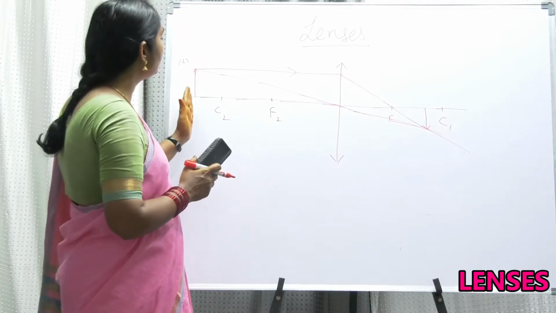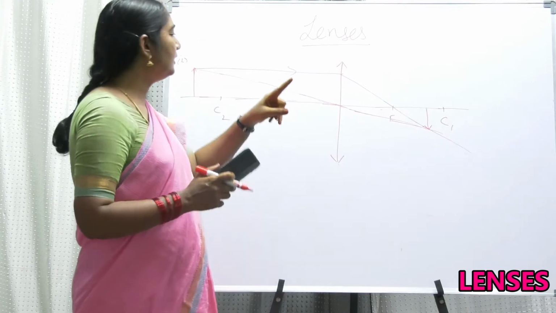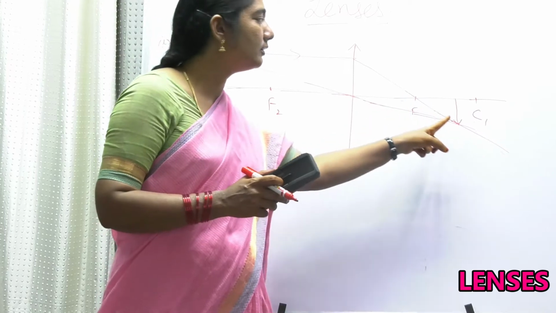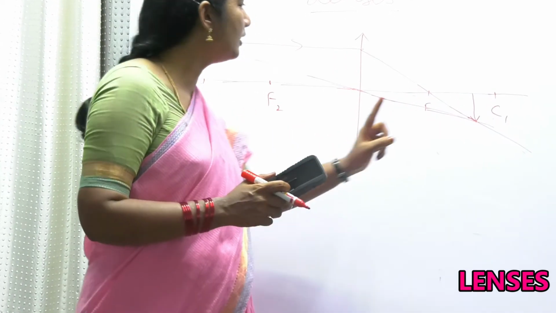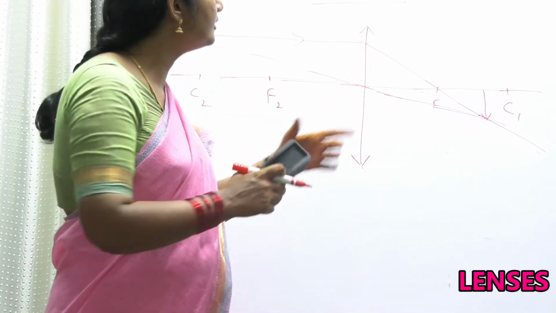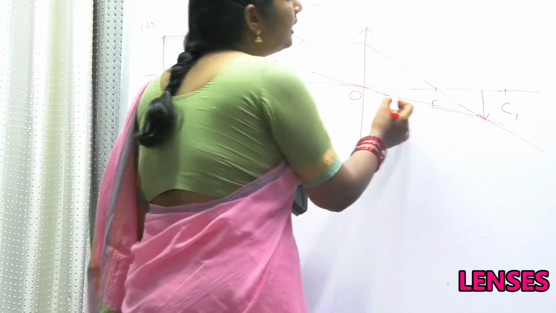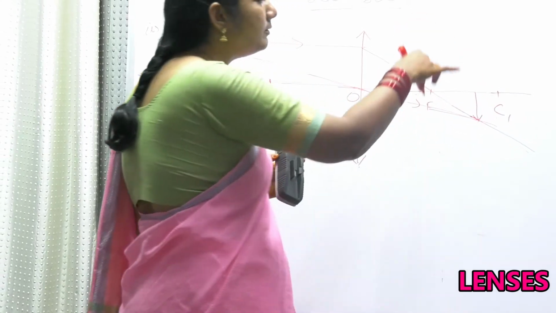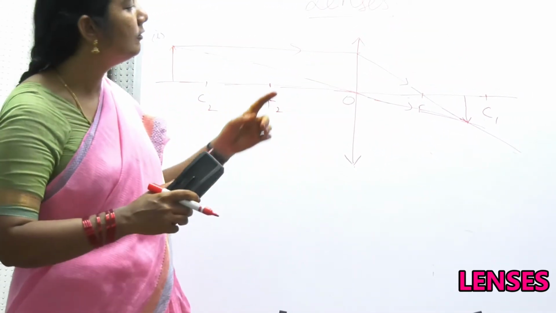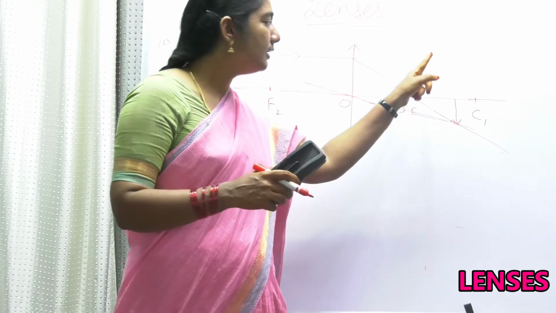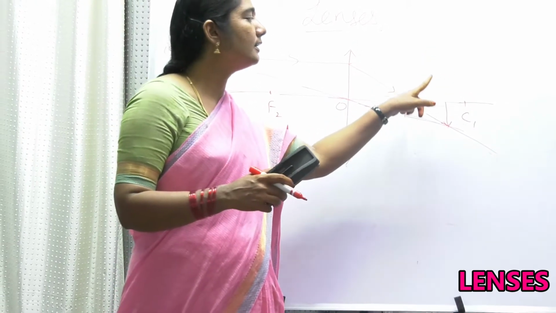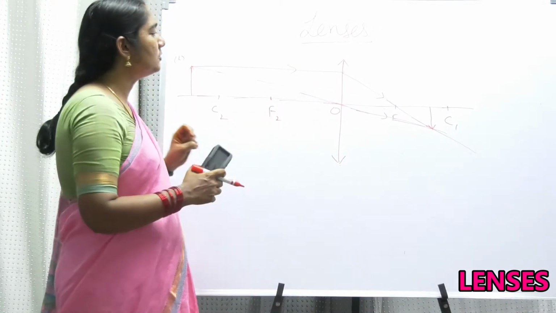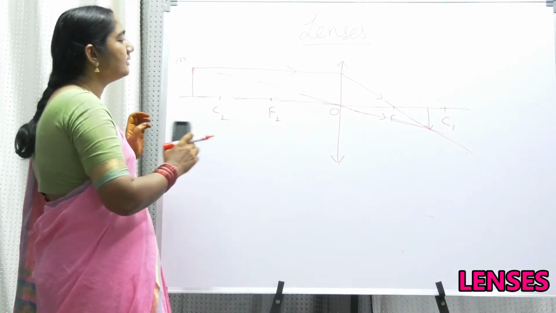When you take an object beyond C, take the ray rule: the first ray passing parallel, after refraction passes through the principal focus. The second one passes directly through the optical center without any deviation. These two rays meet at a particular point where the image is formed. The image is formed between F and C. It is inverted, diminished, and it is a real image. So my dear friends, this is case number 1.